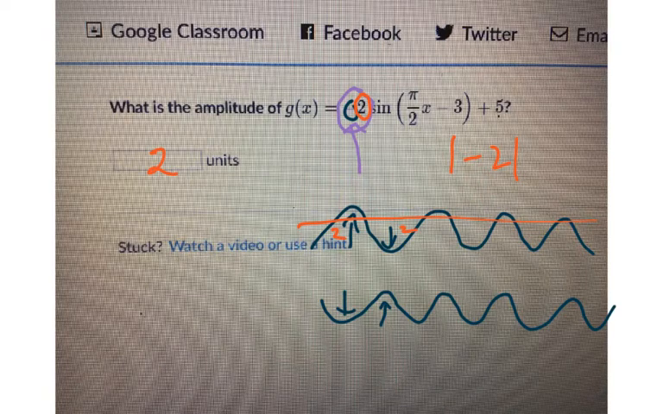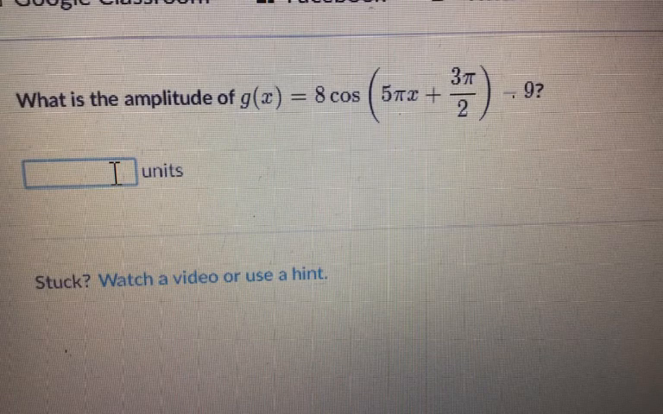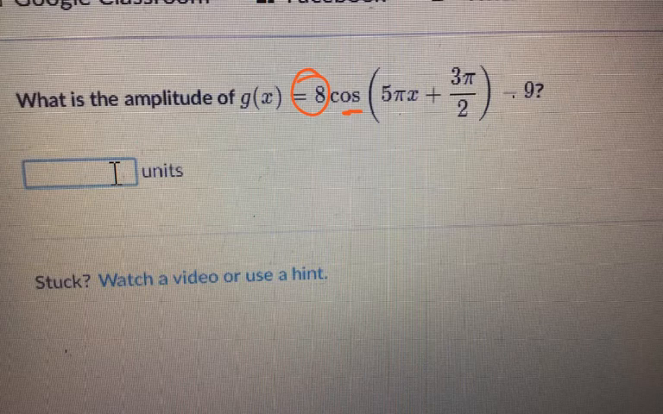We already got 2 done. Check out the third one. What is the amplitude for this function? It's times by 5, so it's 5 times higher. Done. Last one. What's the amplitude for this cosine? It's 8 times the regular cosine, so the amplitude is 8.